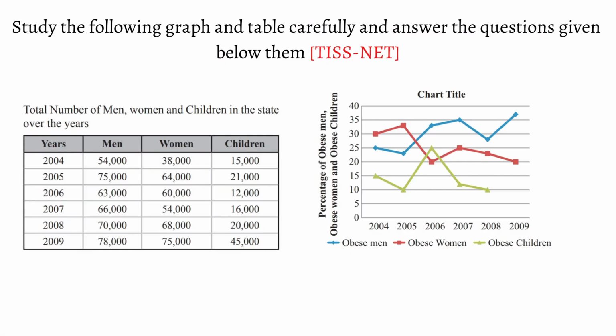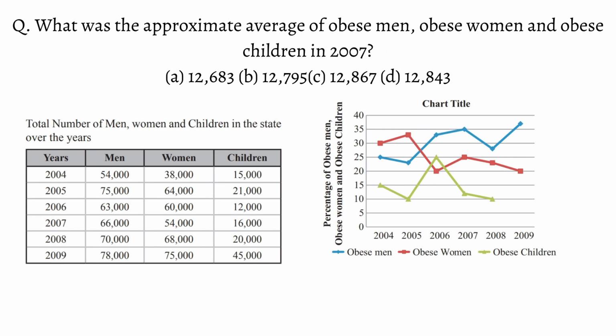So let's solve this. This appeared in TISSNET. Study the following graph and table carefully and answer the questions given below them. Okay, so in this mixed graph, a table is given and a line chart is given, right? Let's move on to the first question.